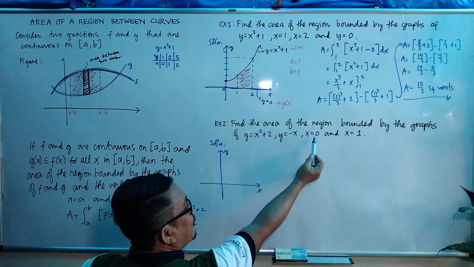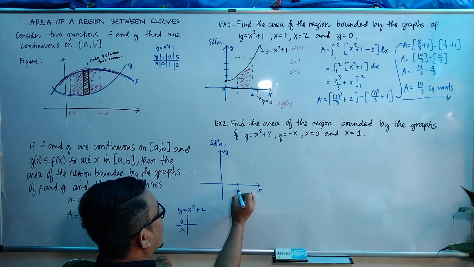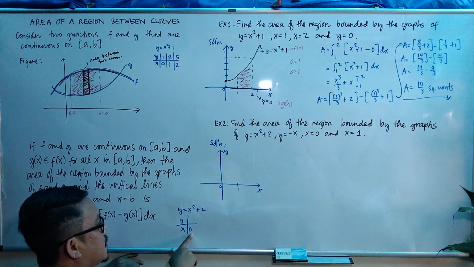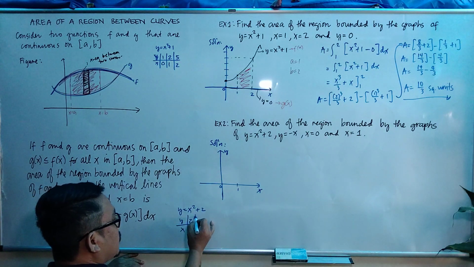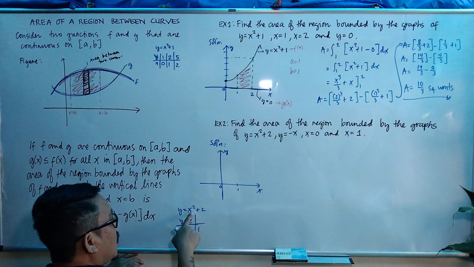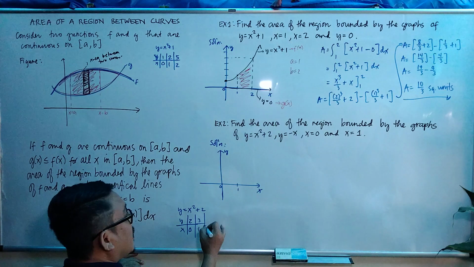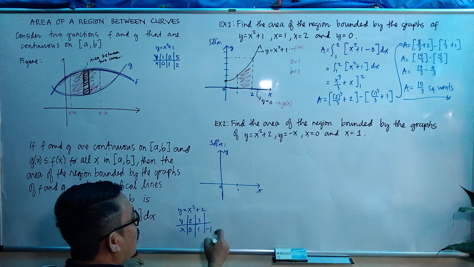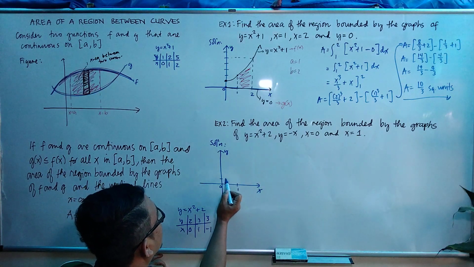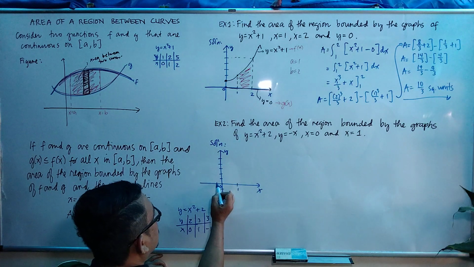We know that we go from x is equal to 0 to x is equal to 1. If x is 0, you have y is equal to 2. If x is equal to 1, 1 squared is 1, plus 2, you have 3. And the other function is y is equal to negative 1. So, 1, 2, 3, 4, 5, 1, 2, negative 1.